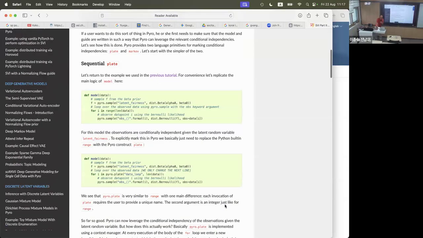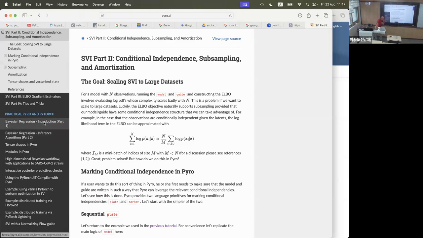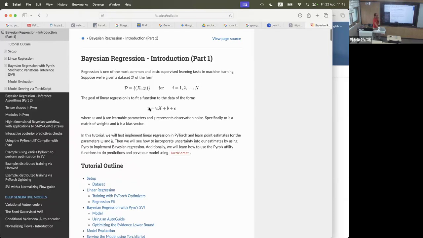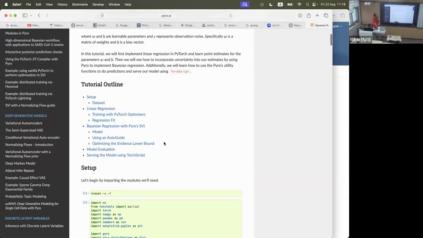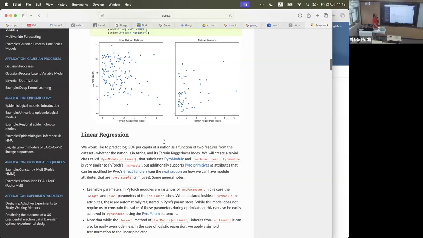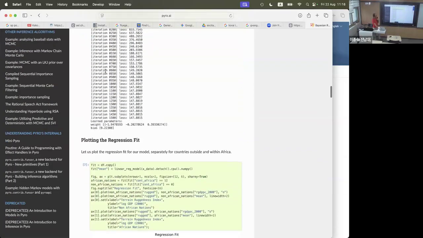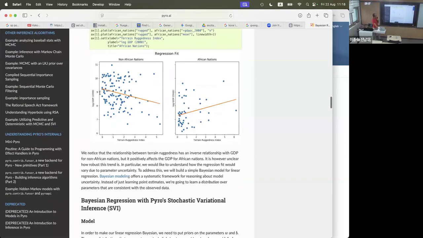The example he's talking about is a rather nice one: Bayesian regression. He says, I would like to fit this function, and I don't know it, and I would like to find the distribution of the weights and of the biases. He's talking about GDPs of countries in Africa. These are the data. He can draw linear regression straight lines, and these are the results: a linear regression of non-African nations and a linear regression of African nations.